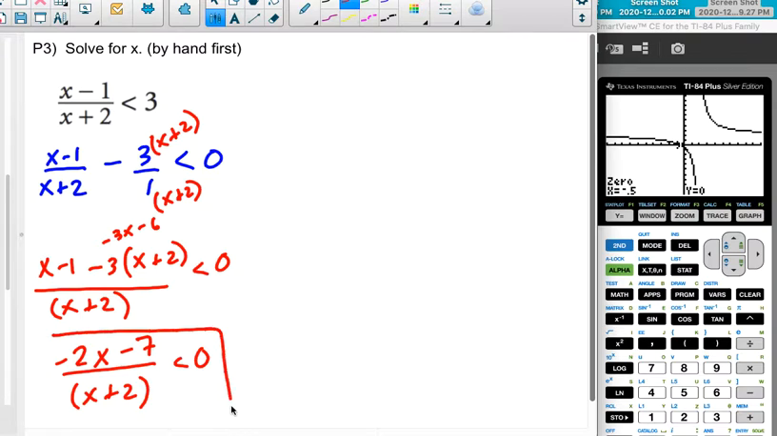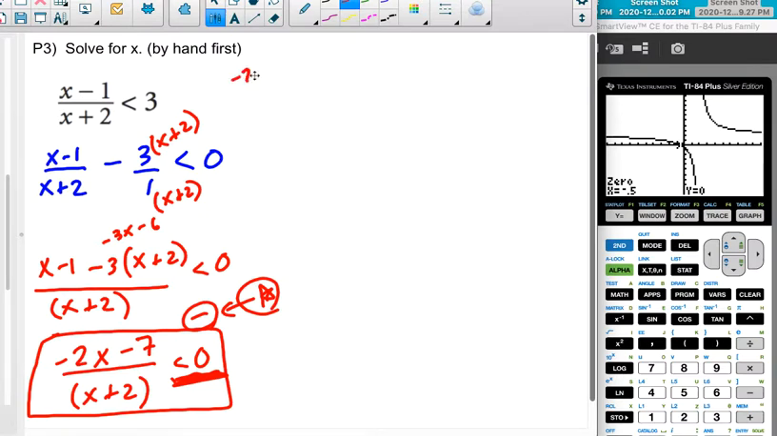So this is what I'm going to be working with, right? So I'm now going to use a sign chart to see when this thing is negative, right? Because that's what less than 0 means. So that's what I want. I want when this thing is negative. So I would find my zeros: negative 2x minus 7 is 0, negative 2x is 7, so I get x is negative 7 halves. Or x plus 2 is 0, I'm going to get x is negative 2, and I'm going to make note that this is a vertical asymptote.